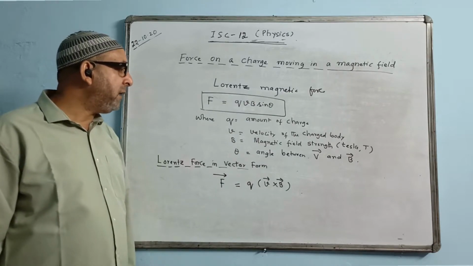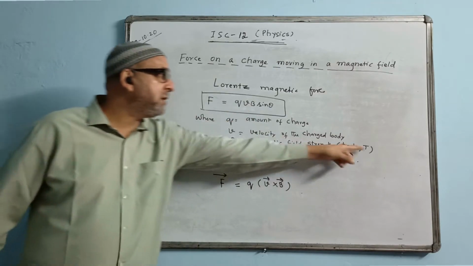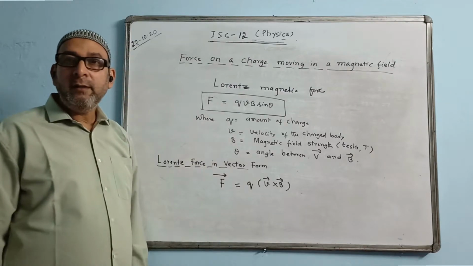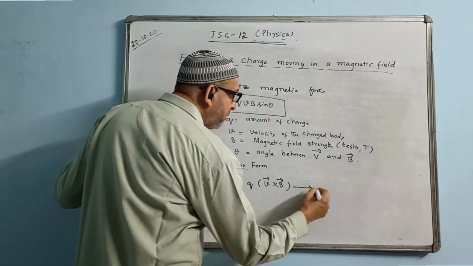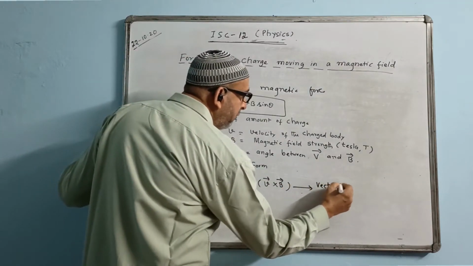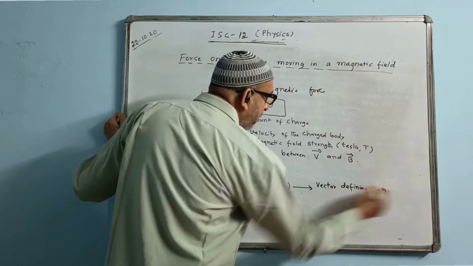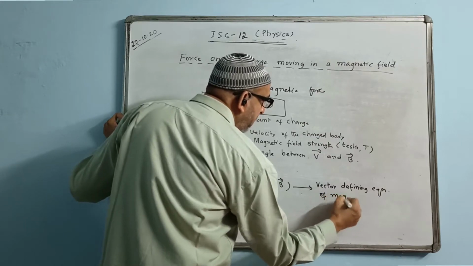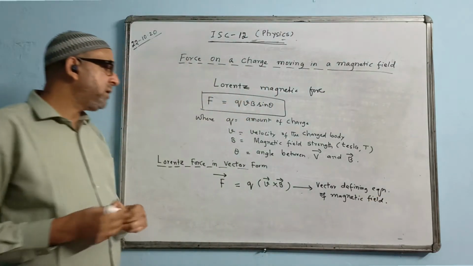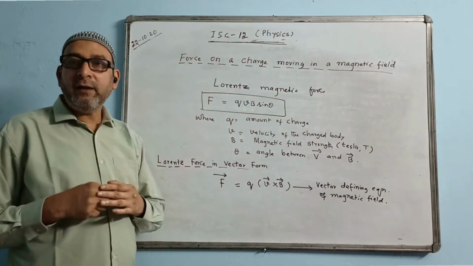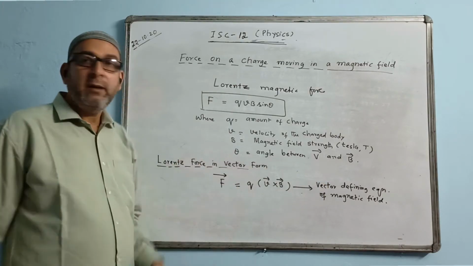So that helps us to give the definition of 1 Tesla. Tesla is the unit of magnetic field. This equation, when you write it, is also known as the vector defining equation of magnetic field. Even a question may come like this: give the vector defining equation of magnetic field. So we will give the same thing. That means these two are the same thing.